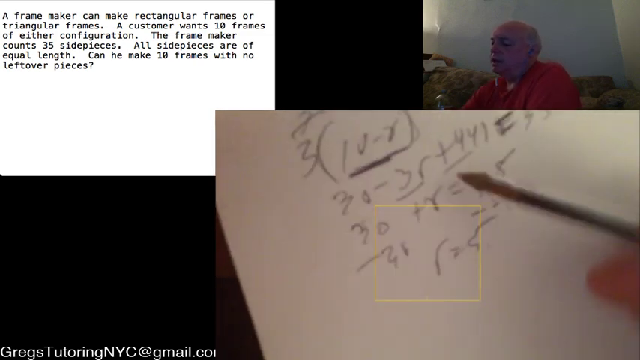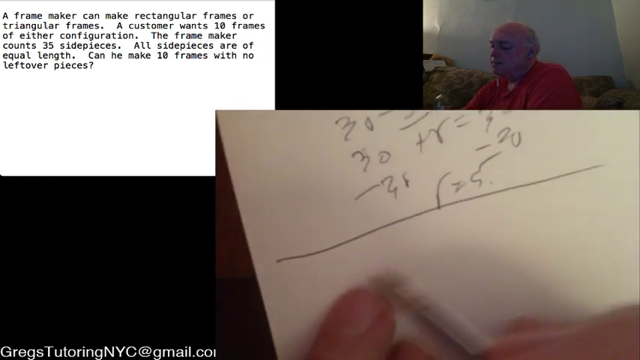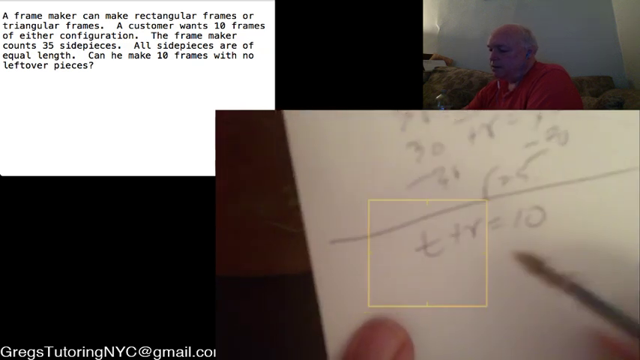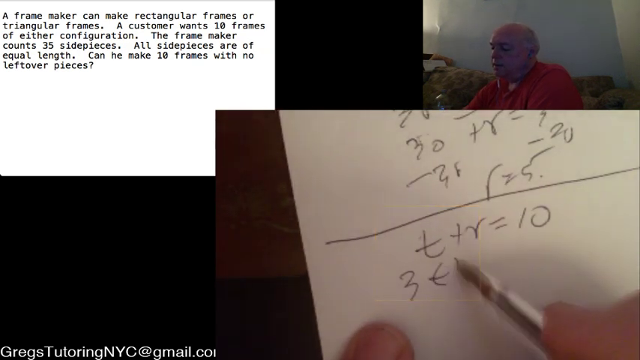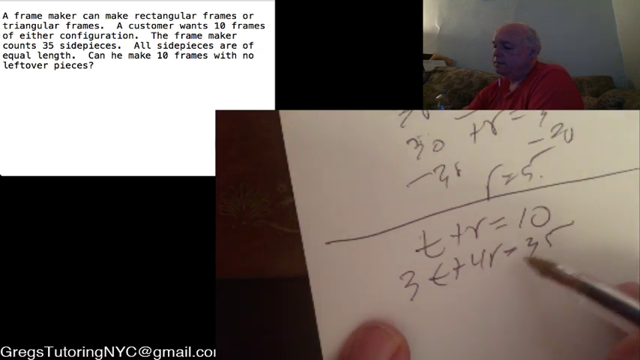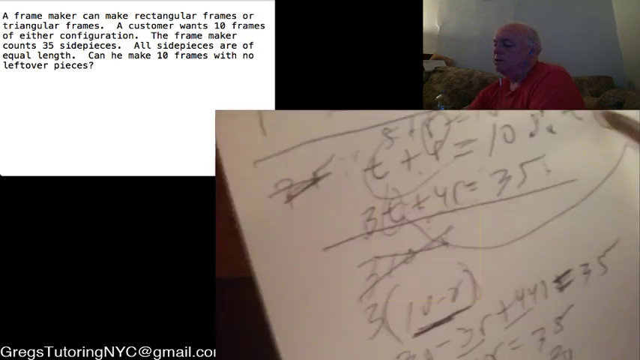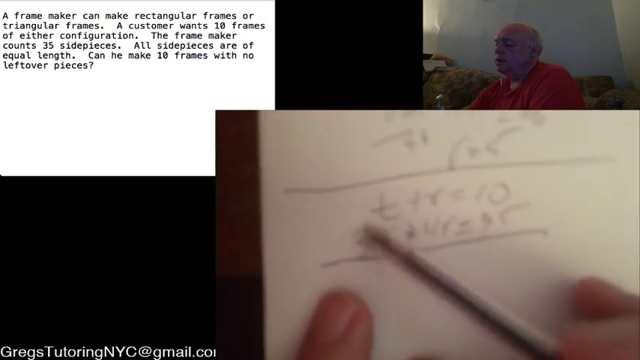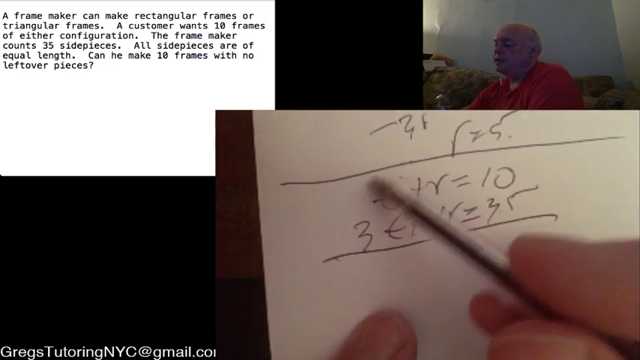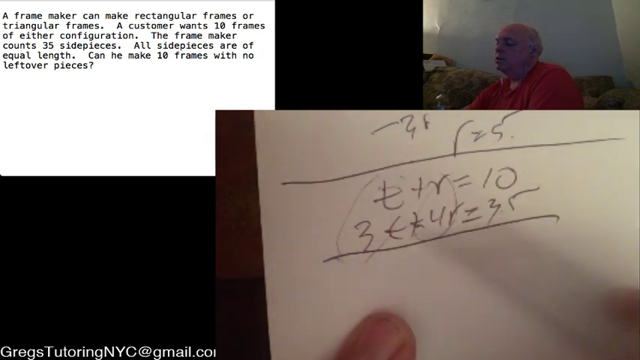So we're going to show the other way now. Let me write the 2 equations again. So we had t plus r equals 10, and we also had 3t plus 4r equals 35. So our goal with these 2 equations at this point, we're not going to do the substitution way. We're going to either add or subtract these 2 equations. So the goal is to cancel out a t or cancel out an r. Okay? So we can do either one.